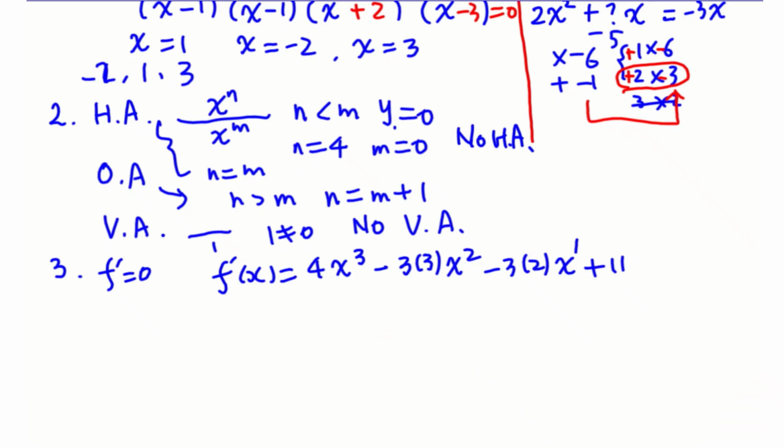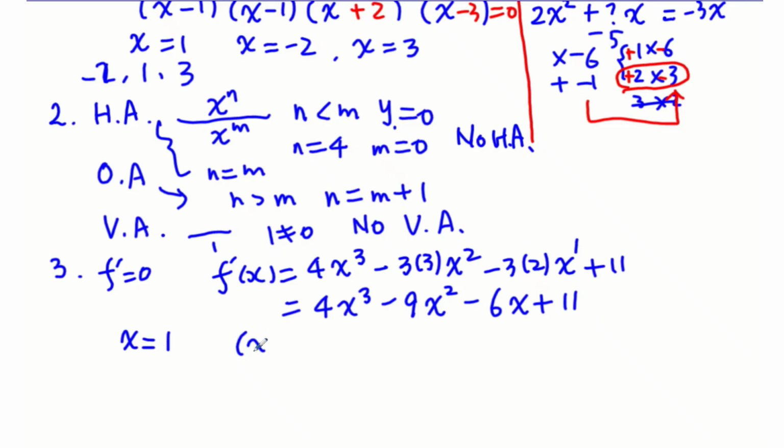So we are going to continue. We have 4x cubed minus 9x squared minus 6x plus 11, equals 0. Then we are lucky, you will see 4 plus 11 is 15, minus 9 minus 6 is minus 15. So minus 15 plus 15 is 0. It means x equals 1 is a zero for that one. So f prime of 1 equals 0. It means x minus 1 is a factor.